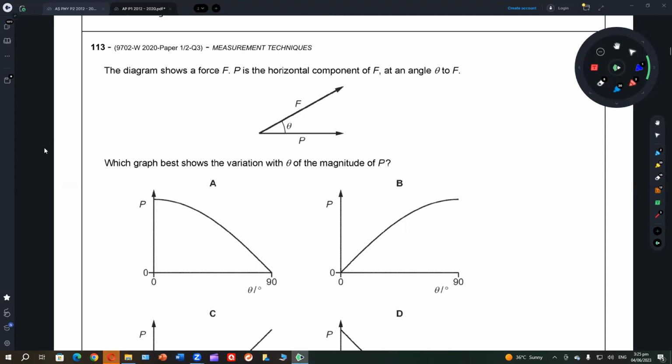Now that's an interesting question, and as you are not taking math, you can try it in a knowledge base, because it says what happens to the value of theta of the magnitude of P. So the magnitude of P is obviously P would be equal to F cos theta. You can take any value because it's a case of understanding the relationship. So P is the horizontal component of F. So first I will write P is equal to F cos theta.